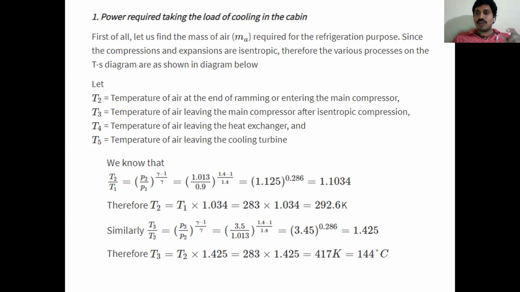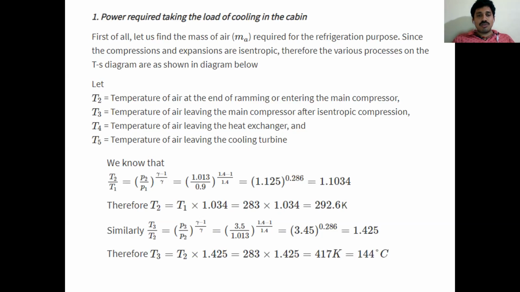I already told you a number of times, if you have a TS diagram or PV diagram, the first duty of the student is to calculate all the temperatures in the diagram. They have given only some values, like the T1 value and the T6 value. The remaining temperatures we need to calculate using the processes we have in the cycle.